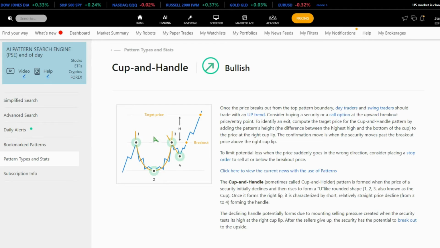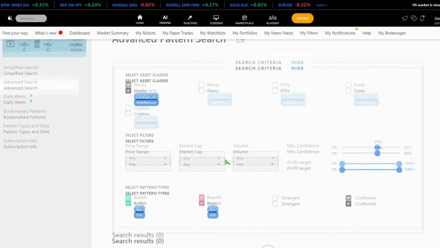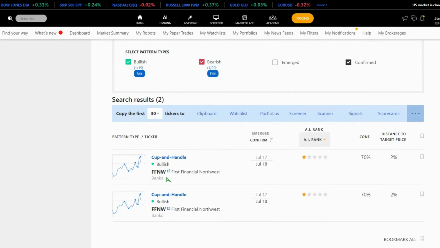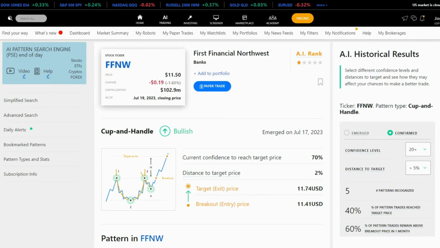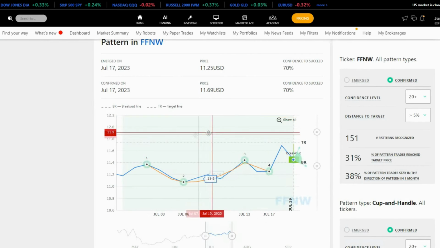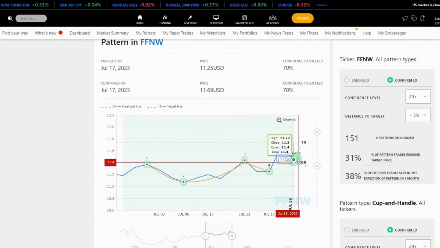Go back to the advanced search page. I can, let's say, make 49. Okay, now it's going to recalculate. If you want to learn more about First Financial Northwest Bank, you click here. You can do the paper trade. You can add it to the portfolio. You can see it as a cup and handle with confidence level 70%. We see the percent distance to target is 2%. That means if you sell short right here or you buy, then you're going to be able to make like 2% during a reasonable amount of time. That's the chart. We see the software identifies cup and handle, and that's the result.